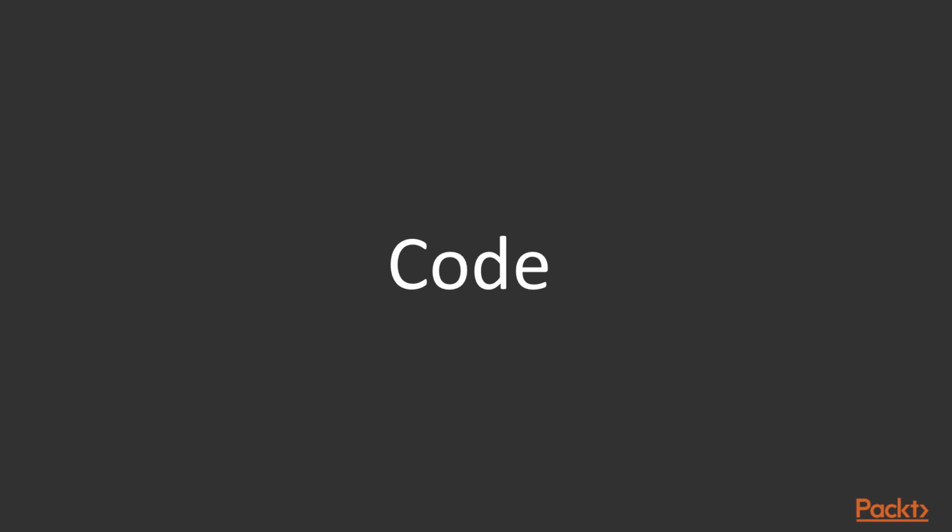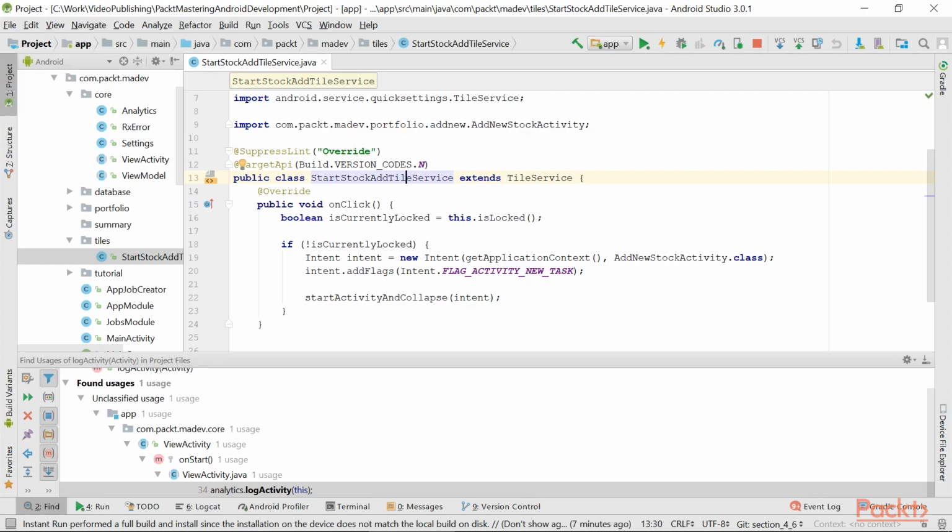So we'll just take a look at our implementation of the start stock add tile service. And as you can see, its main responsibility is to launch this add new stock activity where a user will be able to add stock to a portfolio list. Here we can see that we ignore the click if the phone screen is locked. So the user will need to unlock the screen to make this work, because we don't want to do any of the activities behind the lock while the lock is still active.